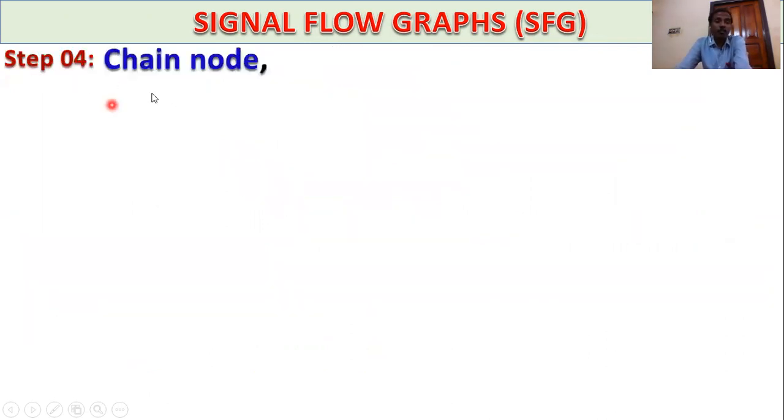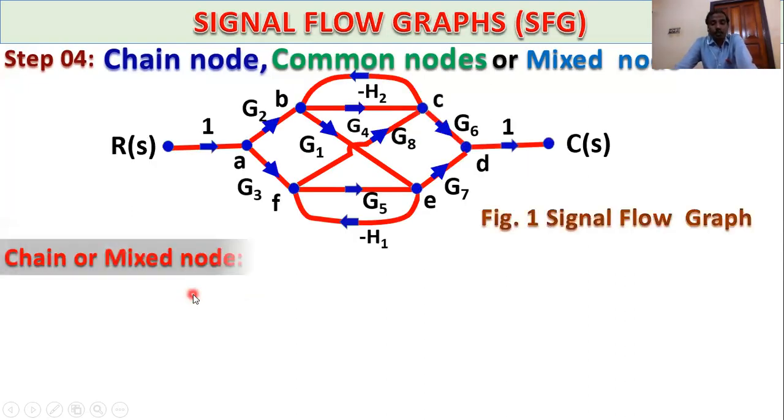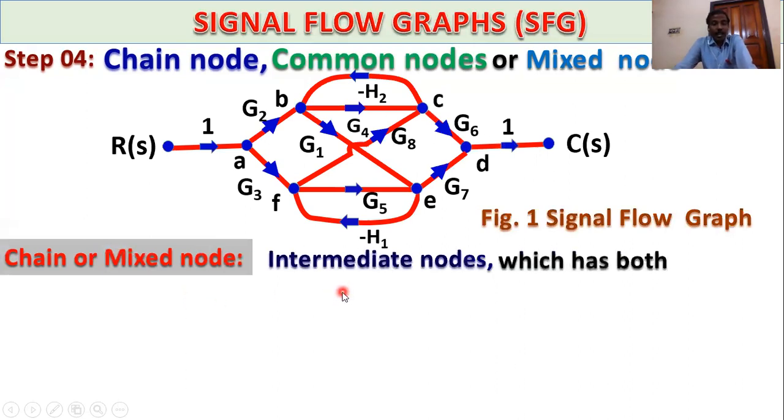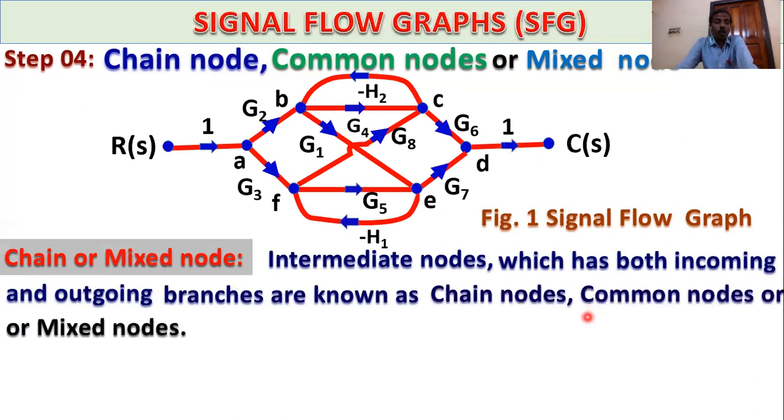Then step number 4, chain node, common node or mixed node. What is the definition of a chain node, common node or mixed node? Chain node definition: an intermediate node which has both incoming and outgoing branches is known as a chain node, common node or mixed node. This is very important. Suppose this is one node A.